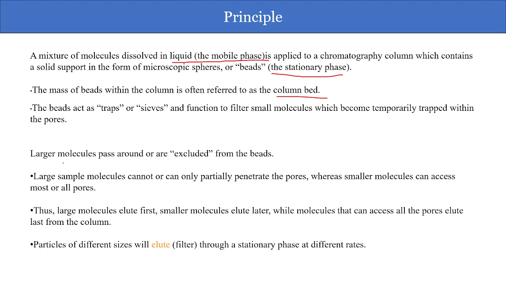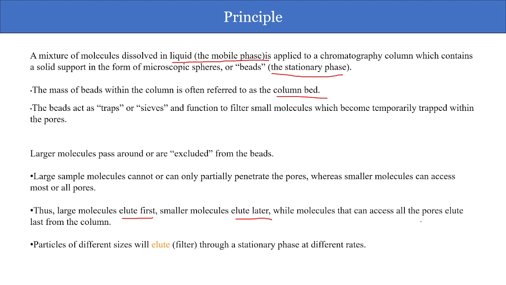What happens then? The larger molecules pass around the beads and are excluded from the beads, and therefore they take less time in eluting. So the larger molecules cannot penetrate, or only partially penetrate the pores, whereas the smaller molecules can access all the pores. Thus the larger molecules are not entering the pores; rather, they are going out of the beads to elute first. So the larger molecules elute first, the smaller molecules elute later, and the molecules that can access all the pores elute last.